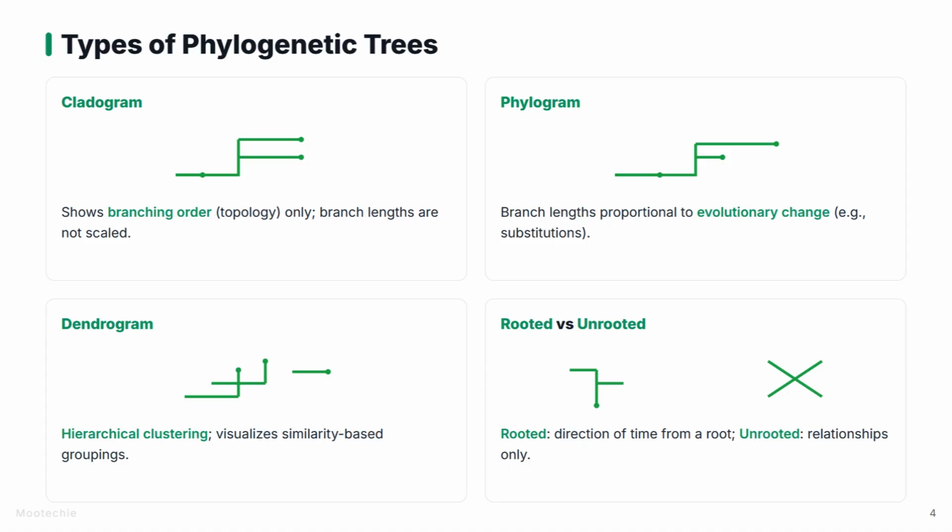Trees can also be rooted, showing direction of time from a common ancestor, or unrooted, showing relationships only. Choosing a root gives the tree a timeline, while an unrooted tree simply maps the network of connections. Each type serves a different purpose depending on what scientists are asking. How are these trees built from modern genetic data?